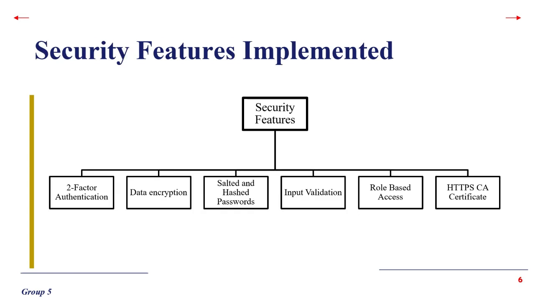These are the six security features implemented in Stay Ireland. Two-factor authentication is a feature where the user gets a one-time password to verify their login. Data encryption is implemented, where all the data in this web app is encrypted. All the passwords are salted and hashed. All the inputs are checked to see if they are properly formatted. Access is divided into two roles: users and admin. Stay Ireland has an HTTPS certificate.